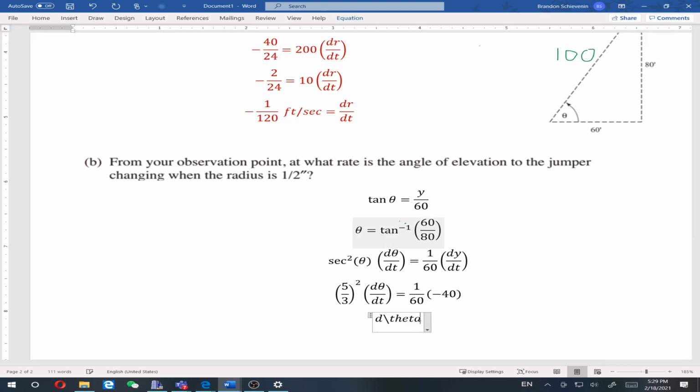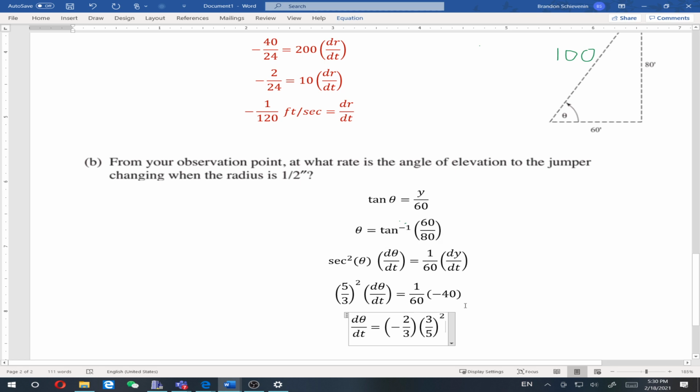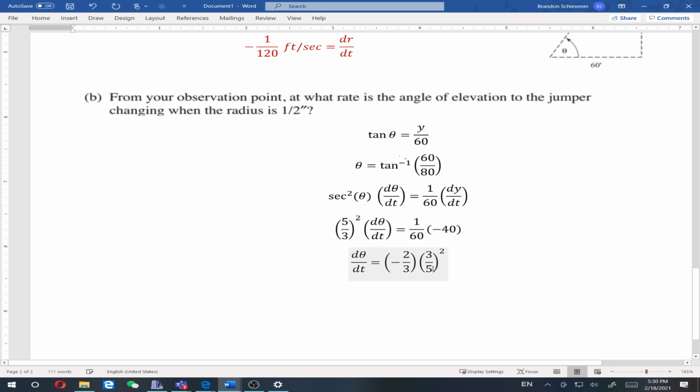Okay, so d theta over dt is equal to negative 40 divided by 60, which is the same thing as negative 4 over 6, or negative 2/3. If I divide by 5/3 squared, when I divide by a fraction, I can flip and multiply. So that's the same thing as 3/5 squared. What is 3/5 squared? 9 over 25. So this is really negative 2/3 times 9 over 25.